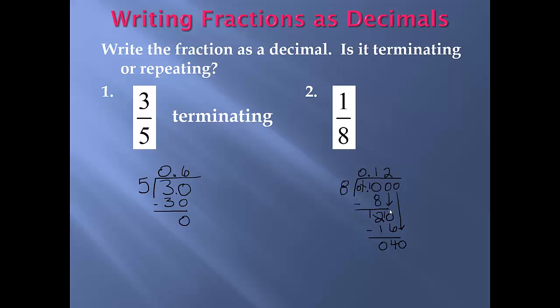8 goes into 40 5 times. And 5 times 8 is 40. Now when we subtract, we get 0. Since we have nothing left and we don't have anything to bring down, we are finished with our problem. So our answer is 0.125 or 125 thousandths. Since this decimal stops, it is also terminating.